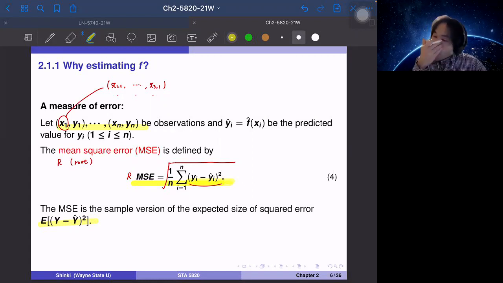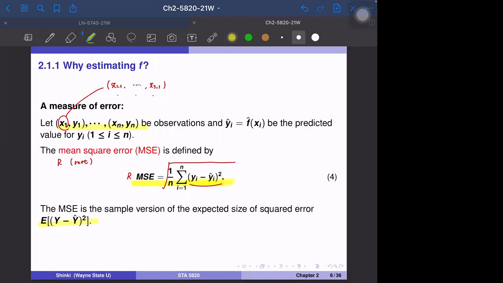And why do we use the squared error? For example, why not use the absolute value of yi hat minus yi? So it really depends on our objective.